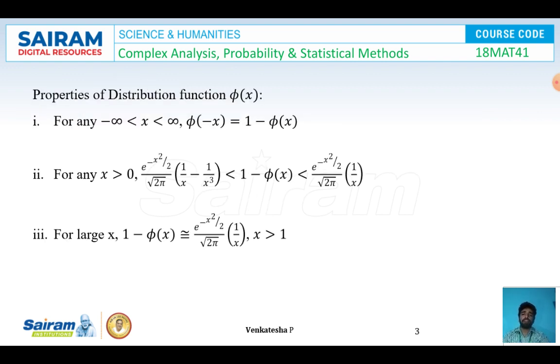Properties of the distribution function Φ(x). The first property is, for any x between minus infinity and infinity, Φ(-x) will be equal to 1 minus Φ(x).